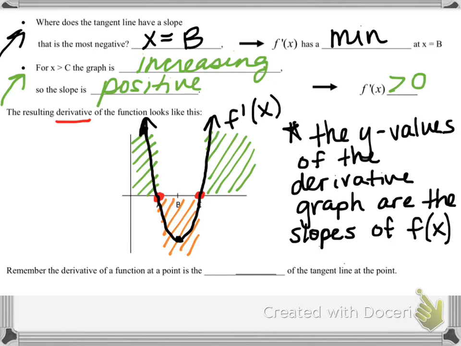But again, remember that the y values of the derivative graph are the slopes of the original graph. That's really important, which is down here at the bottom. Remember, the derivative of a function at a point is the slope of the tangent line at that point.